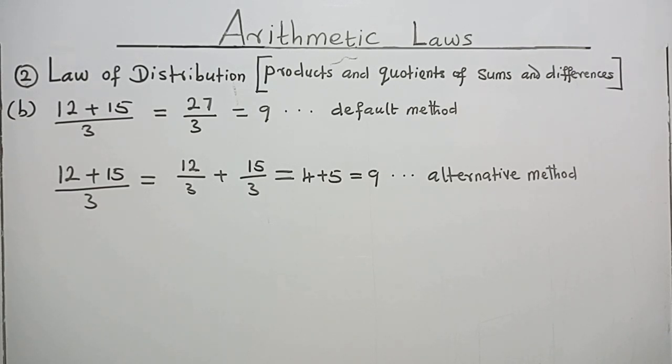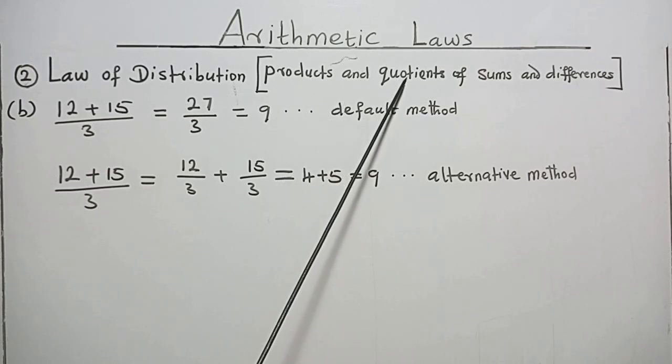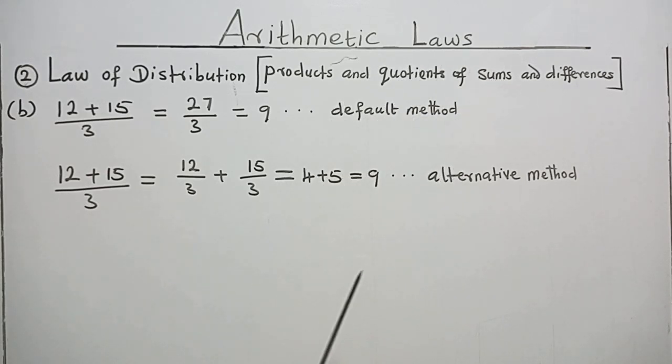Therefore, this quotient of sum is solved in two ways. One by default and one by distributive method, which is allowing the divisor to affect both numbers which form the dividend.